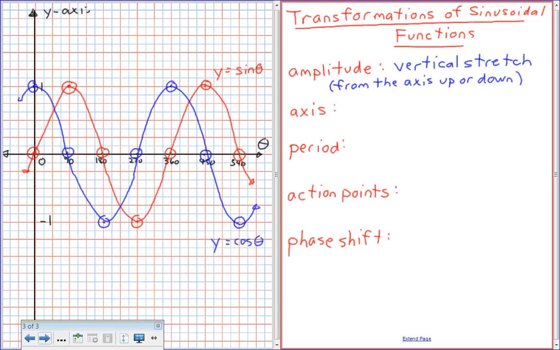Axis is going to be the vertical translation. We're going to say middle of the graph. Period is going to be where the graph repeats, generally 360 degrees.